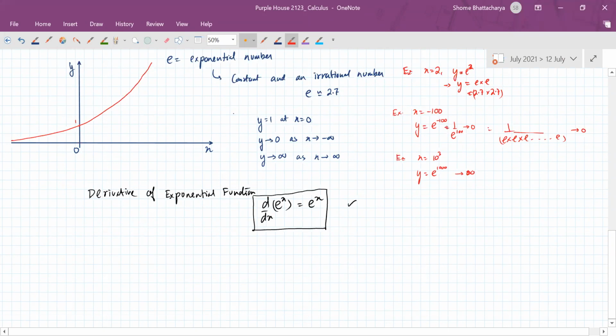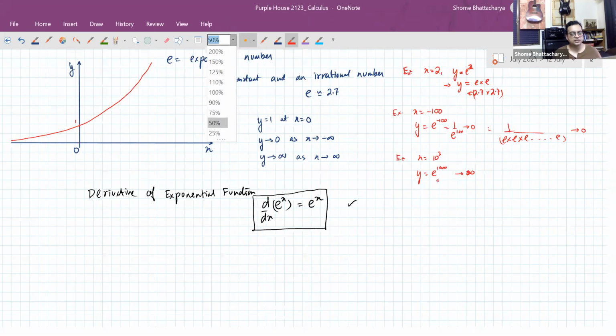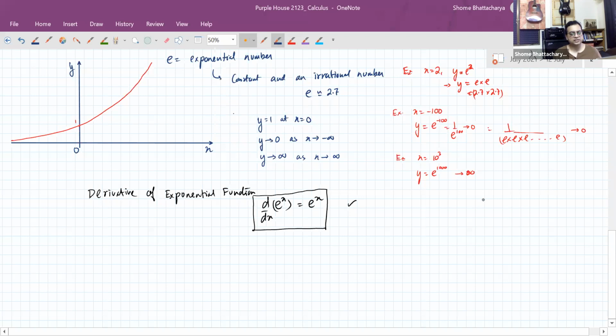If you just multiply 1 by 2 into 1 by 2 only up to 100 times, do it in a calculator and see, you will get such a small value. It's practically as good as 0. Like that here also it's e raised power 1000, so multiplying e with itself 1000 times. It will be a very, very large number. It's tending to infinity.